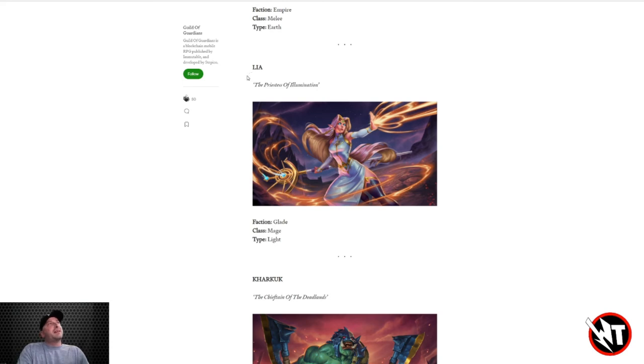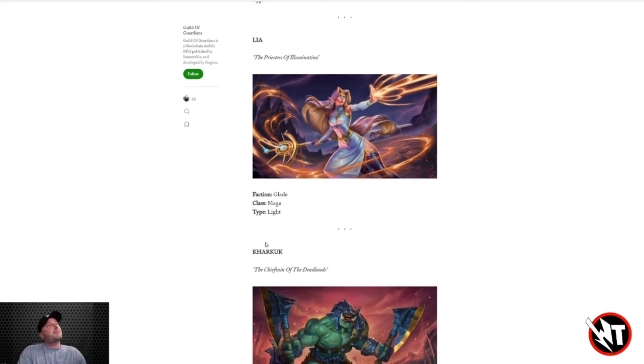Next one, Leah, the Priestess of Illumination, Faction Glade, Class Mage. Now this is where we get a little different. Type Light. I was thinking we were going to go with something like Air. You know, we're doing all the elements, but they switched to Light.